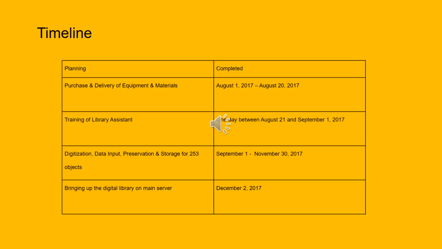This is the timeline. The planning stage is finished. We've done that. We give a timeline for purchasing and delivery of the equipment, the training of the library assistant, the digitization and data input, preservation and storage, from September 1st through November 30th, so that whole process will take 2 months. Bringing up the digital library on the main server will take place December 2nd.